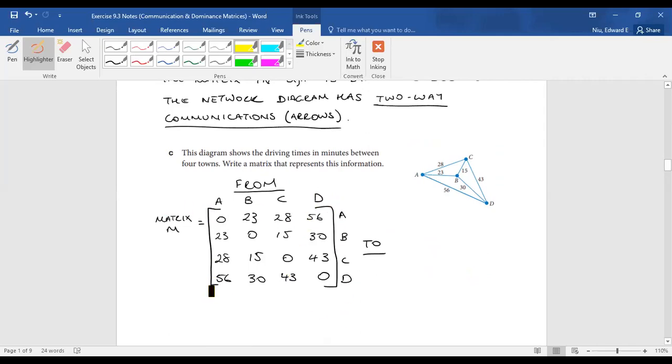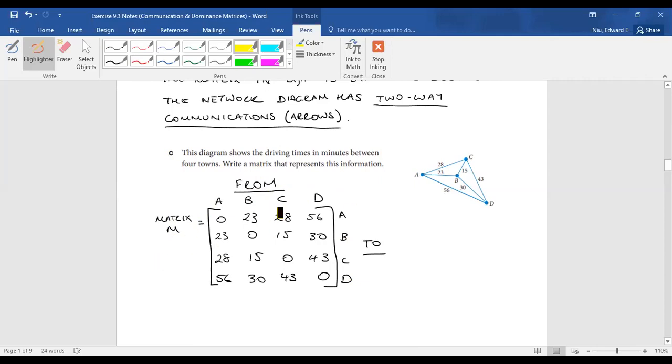diagram, so the box, and then you've got to have A, B, C, and D on the top, and A, B, C, and D on the right side. The top is always going to be from, the right side is always going to be to. We're calling this matrix, well, we can call it anything you like. It doesn't say, so I've just called it matrix M again.